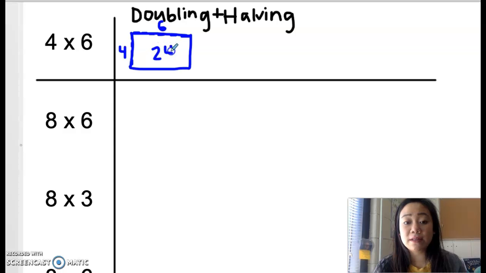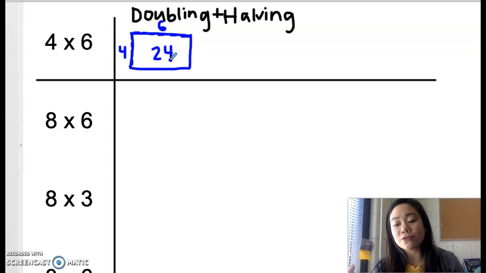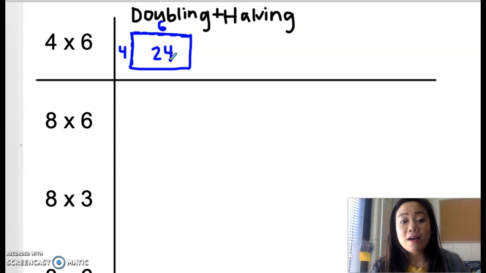We also, in class today, learned the 4 song. It goes 4, 8, 12, 16, 20, 24, 28, 32, 36, and 40. And we'll keep practicing that. That's a strategy, or a technique, that we can use to find out the 4s. All right, let's move on to the next problem string.